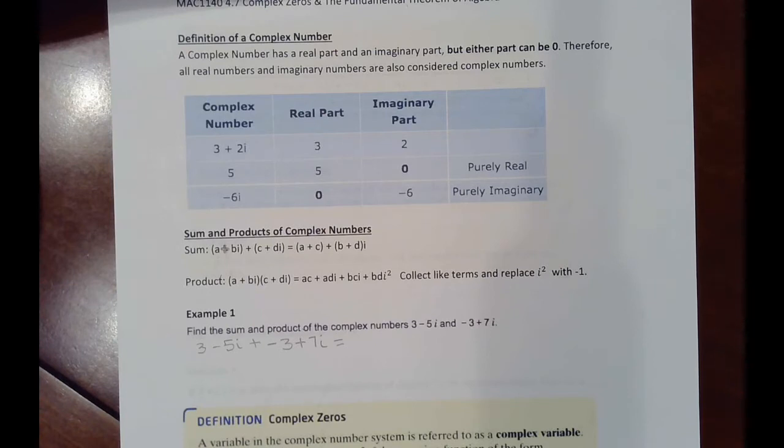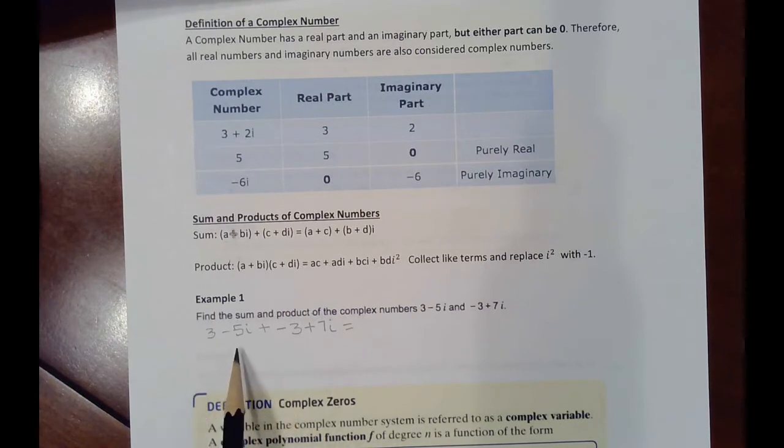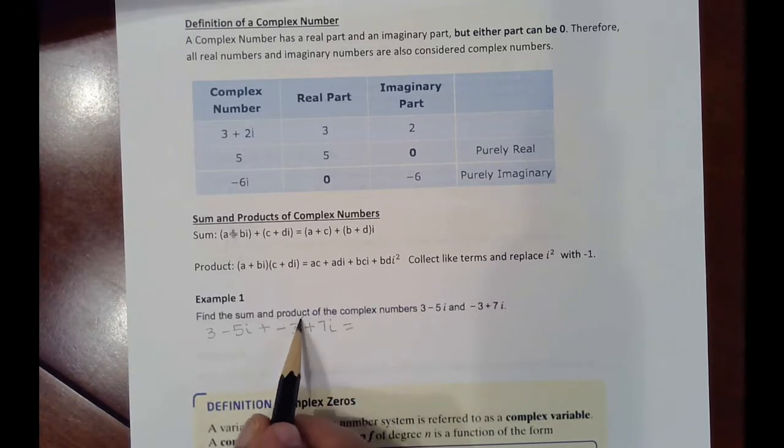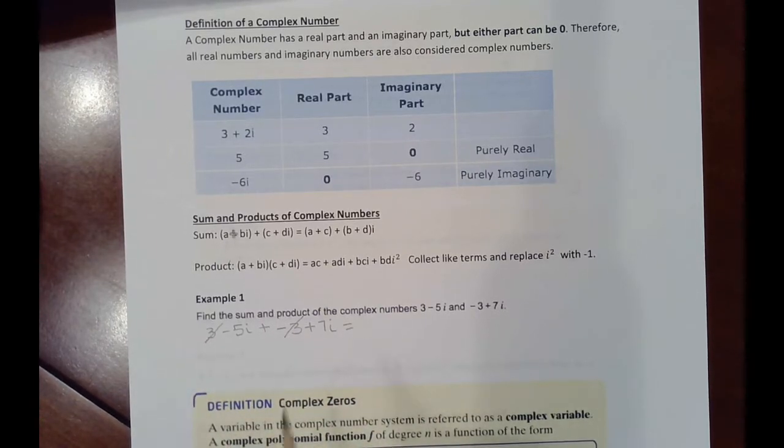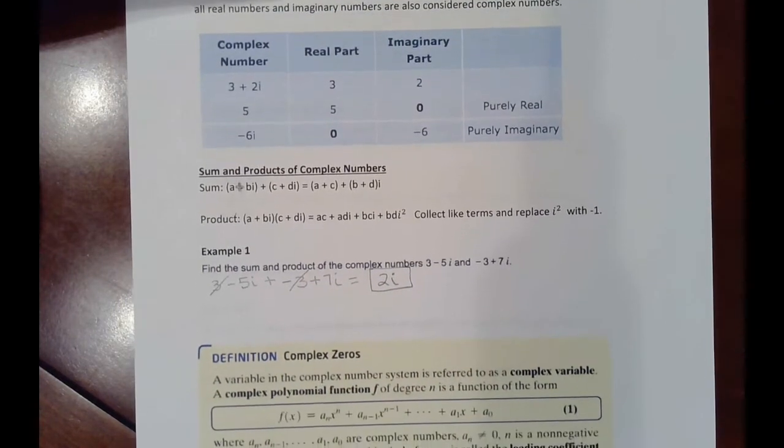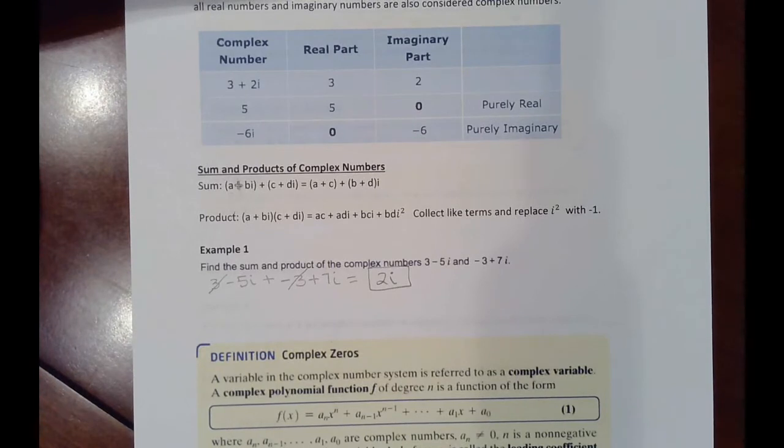Okay, so in example 1, we're going to find the sum and the product of these two complex numbers, 3 minus 5i and -3 plus 7i. So I've already written out the sum. Here is 3 minus 5i. We're combining it with -3 plus 7i. And this is just like combining like terms. So we're going to combine real with real. 3 plus -3 would get rid of these portions. And then when you combine the imaginary portions, you get 2i. So the sum of these two complex numbers is 2i. It's purely imaginary.